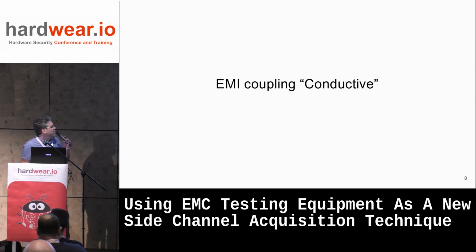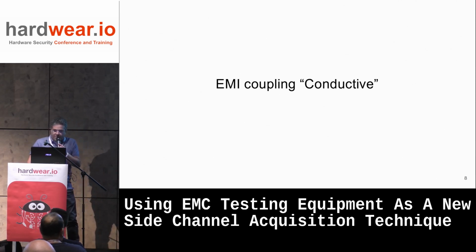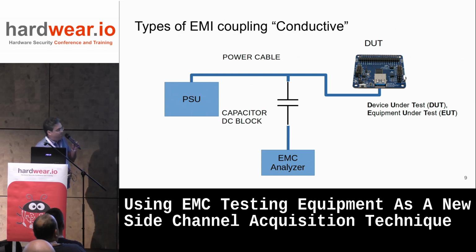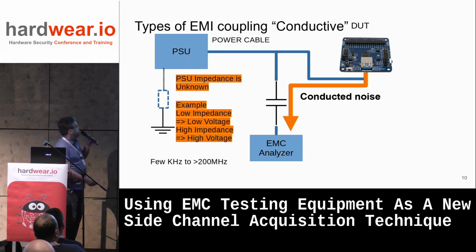So let's see EMI coupling, conductive. What we have is the power supply with a power cable connected to the DUT, device under test, also known as equipment under test. So what we have basically is just this cable. What we will add is a capacitor, which is a DC block, and an EMC analyzer. So what happens in that case?